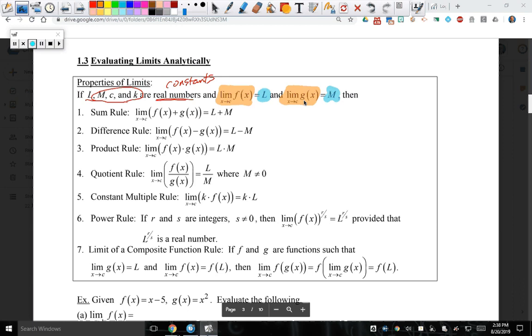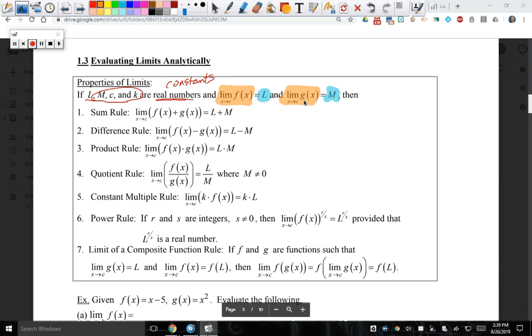What kind of values are L and M? You remember what kind of values are they? They're like numbers, right? They could be like 20. They could be -5. They could be infinity, right? They could also be does not exist. Remember that? We talked about that with graphs and whatnot.